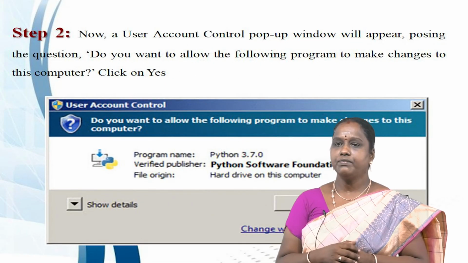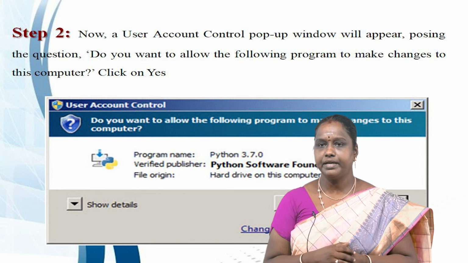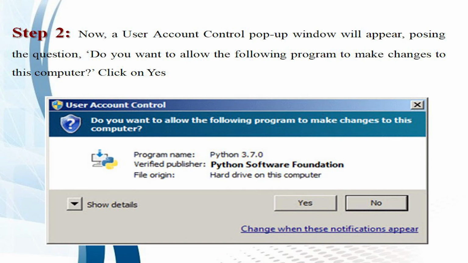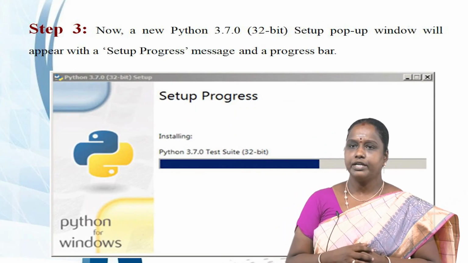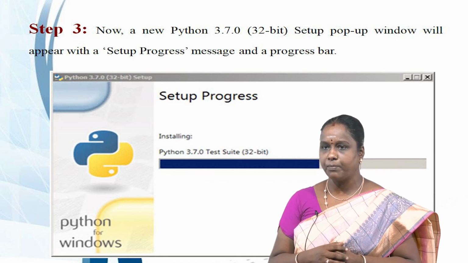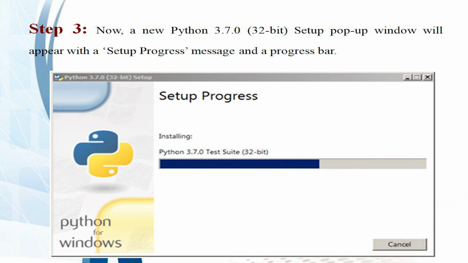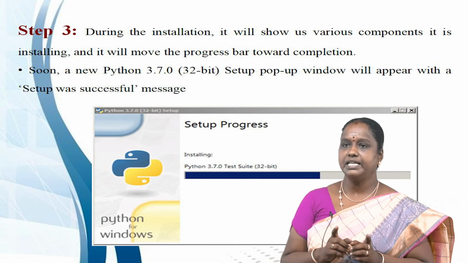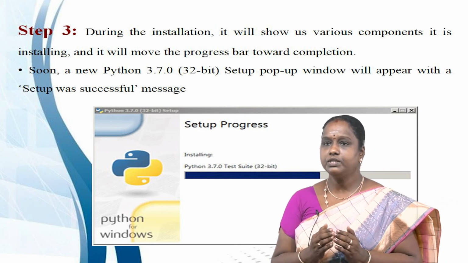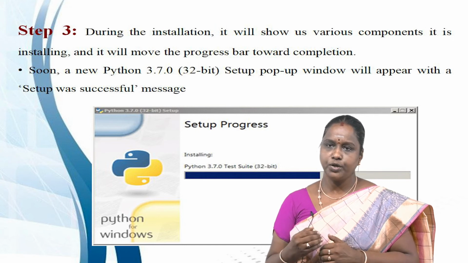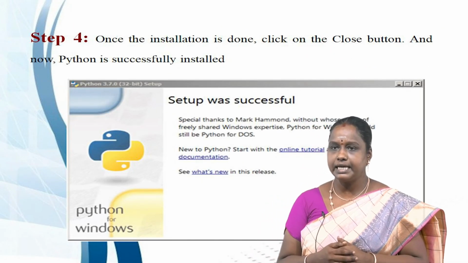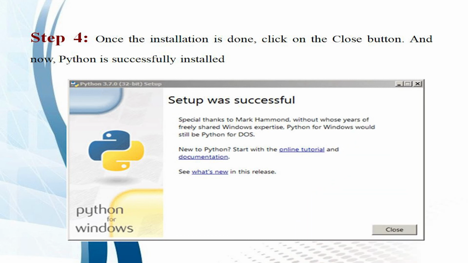Next, step 2, now a user account control pop-up window will appear posing the question, do you want to allow the following program to make changes to this computer? Click on yes. Next, step 3, now a new Python 3.7.0 32-bit setup pop-up window will appear with a setup progress message and a progress bar. During the installation, it will show the various components it is installing and it will move the progress bar toward completion. Soon, a new Python 3.7.0 32-bit setup pop-up window will appear with a setup was successfully completed message. Step 4, once the installation is done, click on the close button and now Python is successfully installed.